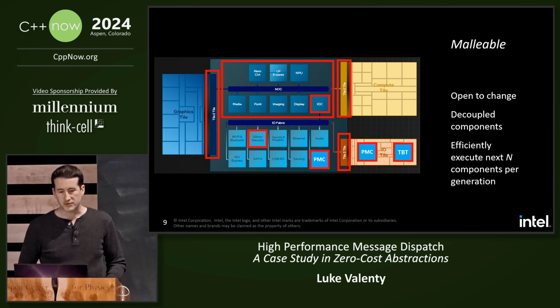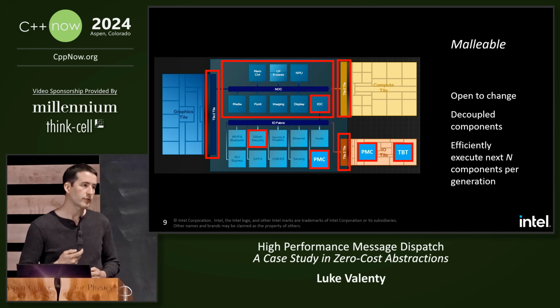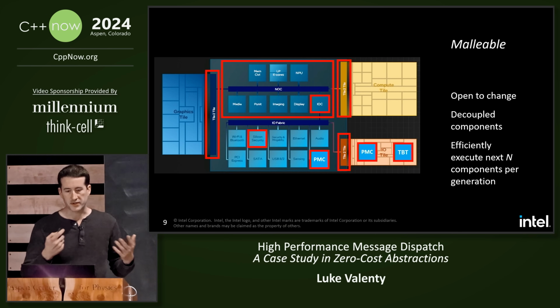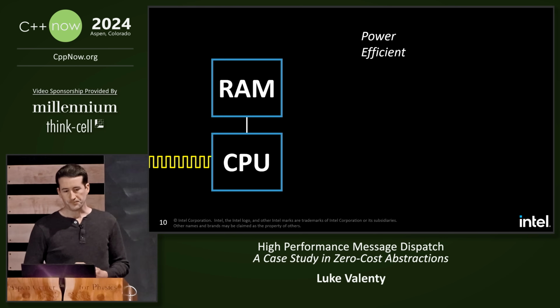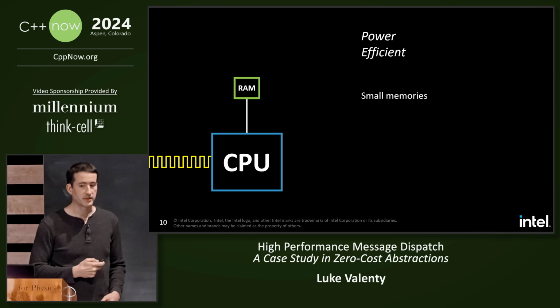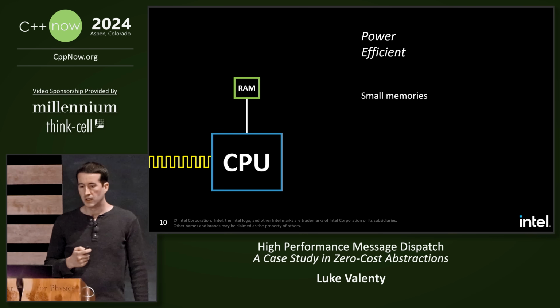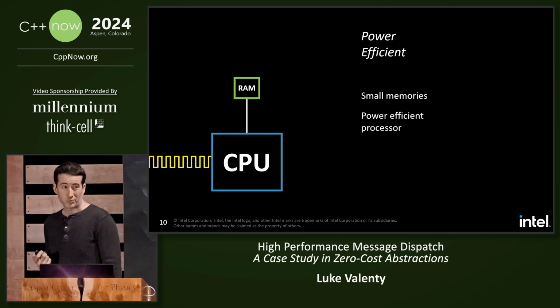And we have to be malleable so we can actually do our job, so we can execute the amount of projects that we need, and so we can adapt to whatever the requirements are from architecture. We want to support them. We have to be power efficient. So this means we don't get big memories because we're on all the time. And we don't want to kill your battery. It also means we need a power efficient processor.